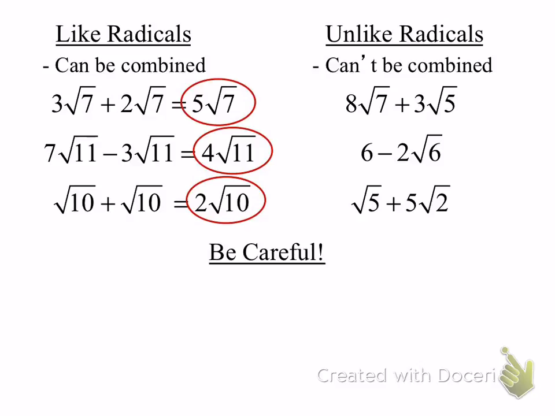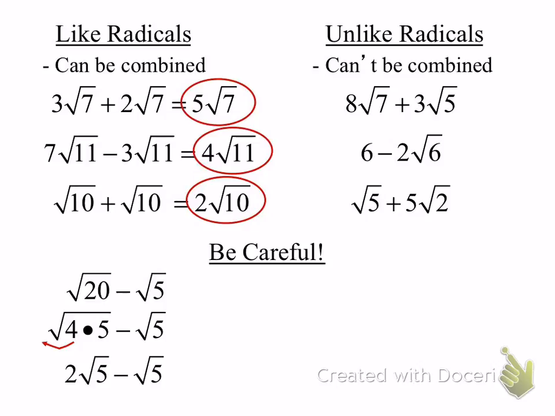But when you get something like this, it looks like they're unlike radicals, but we can simplify this. And 20 is really made up of 4 times 5. So when I break that apart, I really get a 2 rad 5. Right? And then we do 2 rad 5 minus rad 5 makes 1 rad 5. So I can combine those. You have to simplify them first before you can determine. Let's try another one.